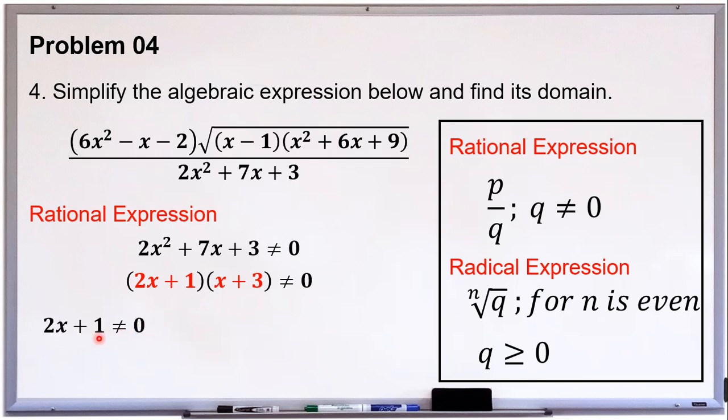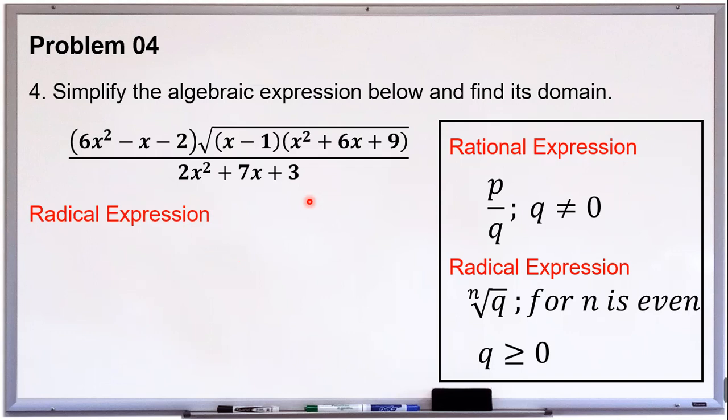So for the first, 2x plus 1, again not equal to 0. Then for the second factor, x plus 3 not equal to 0. So for the first factor, x should not be equal to negative 1 half. This is our first domain, in which x should be all real numbers except negative 1 half. Then for the second factor, x should be all real numbers except negative 3, because these two numbers, negative 1 half and negative 3, will make our expression undefined.